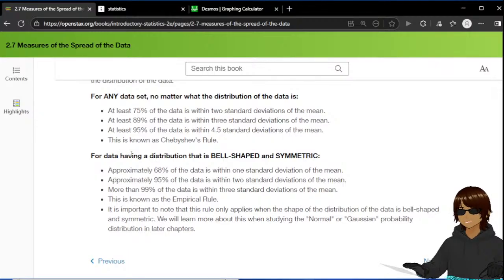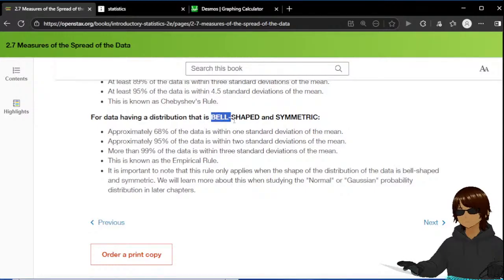For data having a distribution that is bell-shaped and symmetric, approximately 68% of the data is within one standard deviation of the mean. Approximately 95% of the data is within two standard deviations of the mean. More than 99% of the data is within three standard deviations of the mean. This is known as the empirical rule.